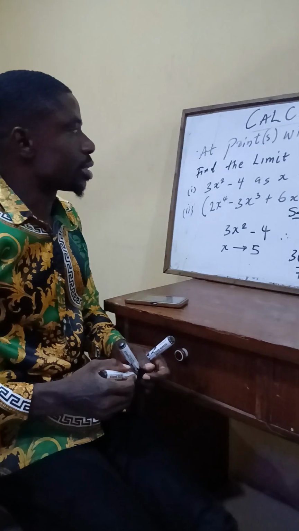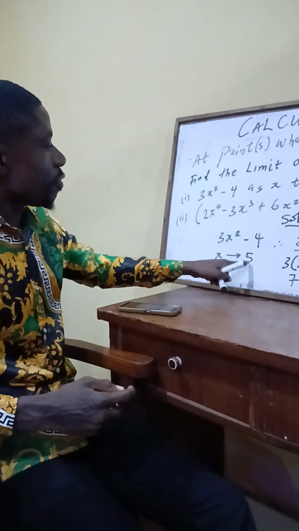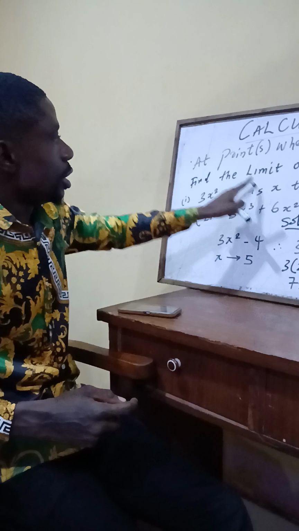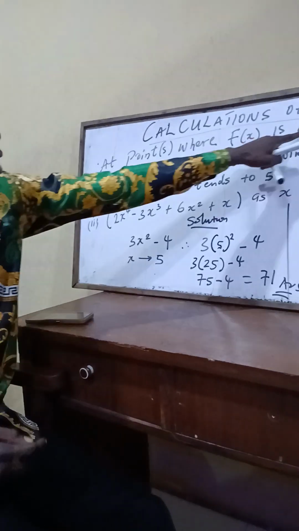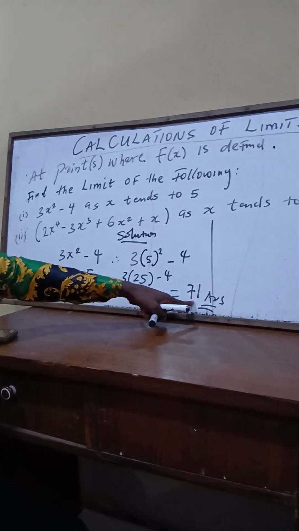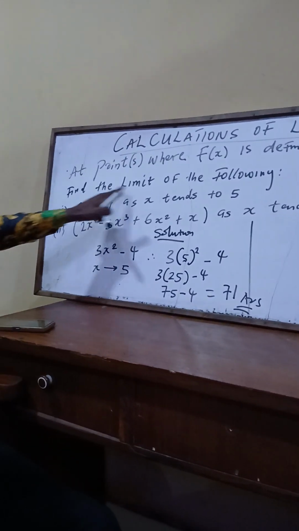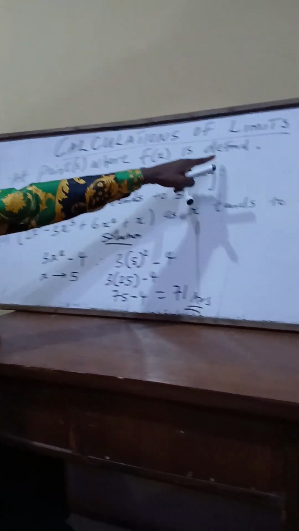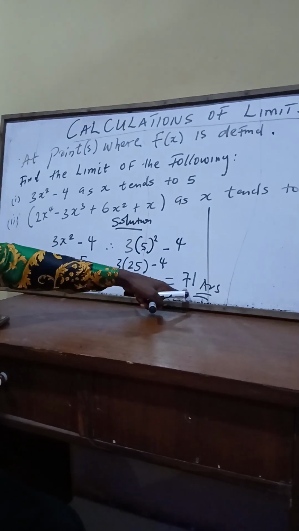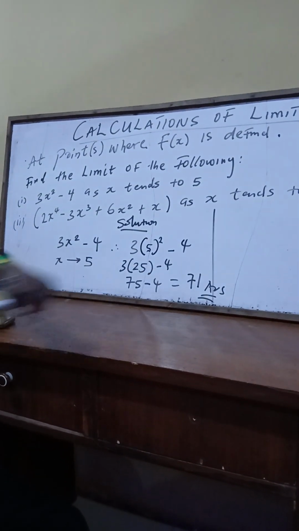So it means that as x tends to 5, the function is defined and the limit exists at 71. So that is how to do this.